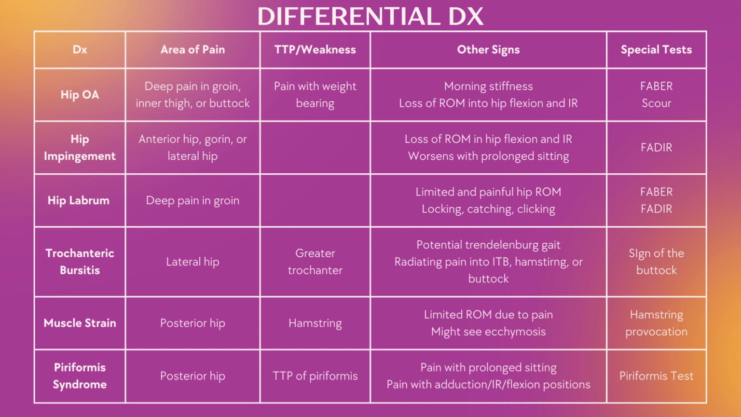the greater trochanter, and they could have some radiating pain as well. Their special test is going to be side of the buttock. Muscle strain, specifically the hamstring, then they're going to be having pain in the posterior hip with weakness of the hamstring. You could see ecchymosis, and we will do a special test of the hamstring provocation. Piriformis syndrome is also posterior hip. They will be more specifically tender to palpate on the piriformis, pain with prolonged sitting, and they will have a piriformis test to rule in.